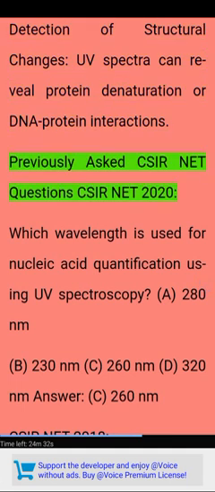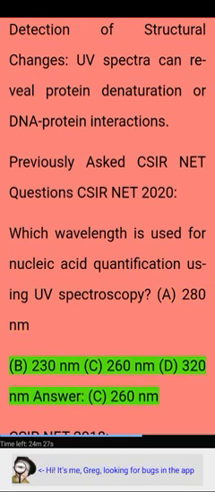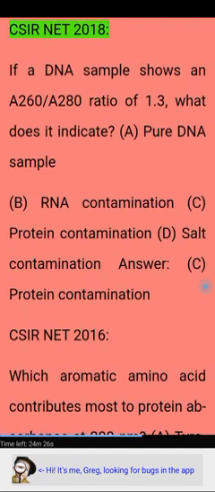Previously asked CSIR NET questions. CSIR NET 2020. Which wavelength is used for nucleic acid quantification using UV spectroscopy? A. 280 nanometers. B. 230 nanometers. C. 260 nanometers. D. 320 nanometers. Answer: C. 260 nanometers.